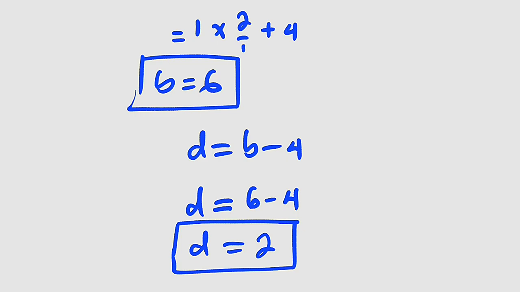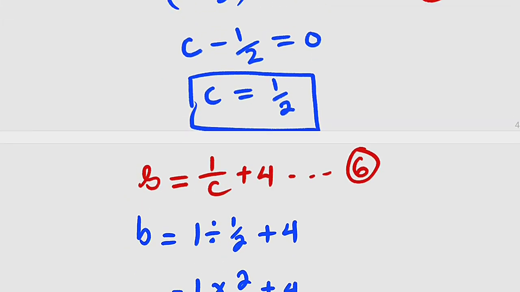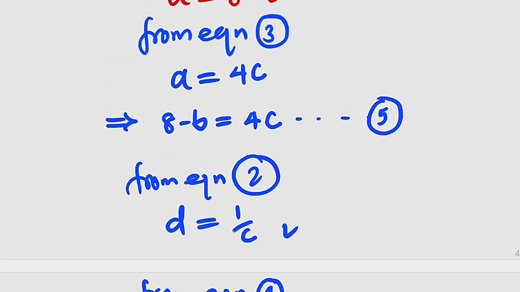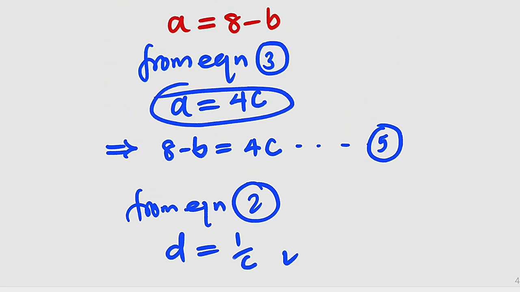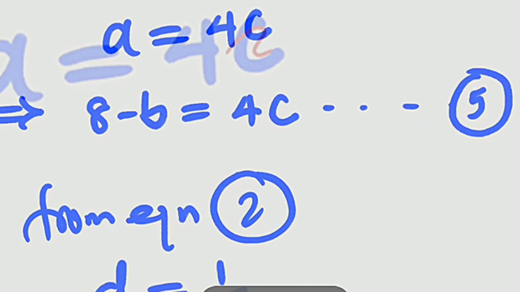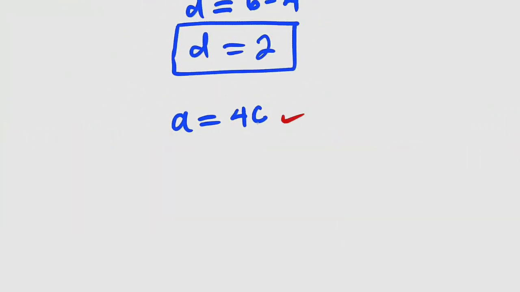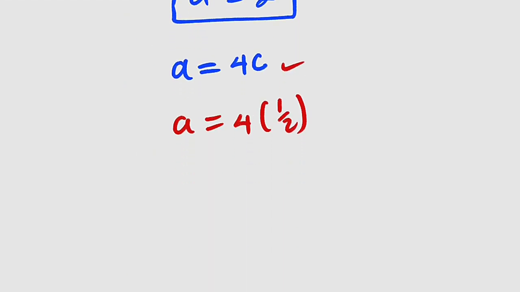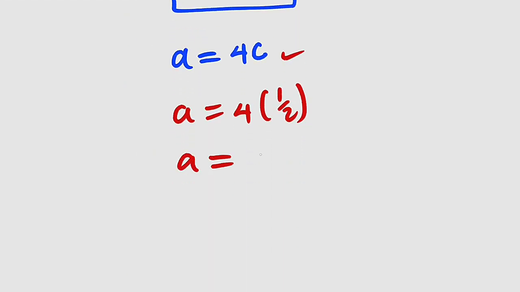What else? Because we have obtained c, b, and d, what remains is a. I think we have a nice equation here in terms of a. You can see that a is equal to 4 multiplied by c. We have another one here, but let me just take this one. So from this equation, a is equal to 4 times c, and c is 1/2. Remember, it is here, c is 1/2. So half of 4 is 2. So a is equal to 2.